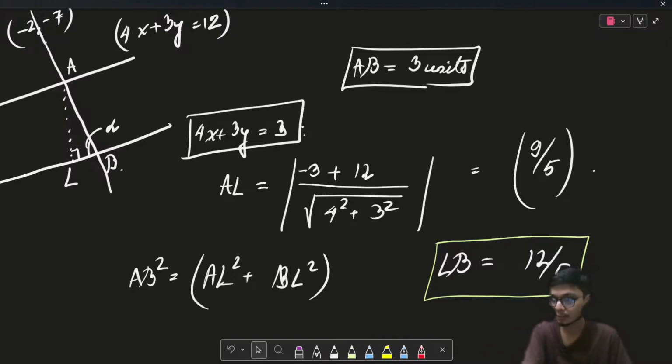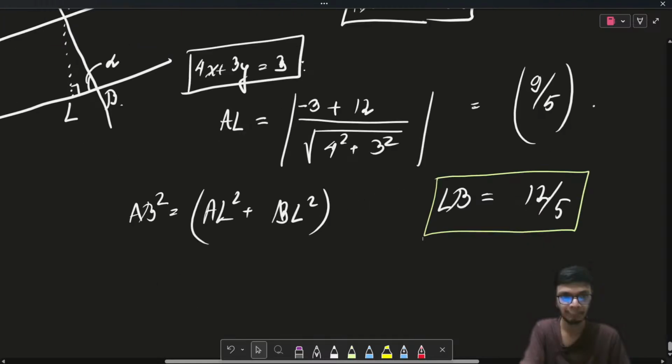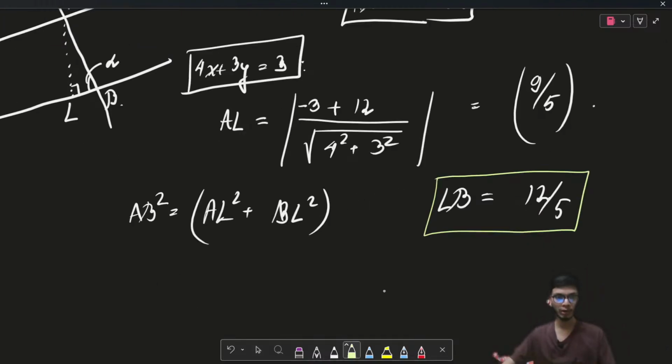Once I get this distance, I can easily find out the next part. One more thing I can note over here is that I need to find the slope of this line AB.